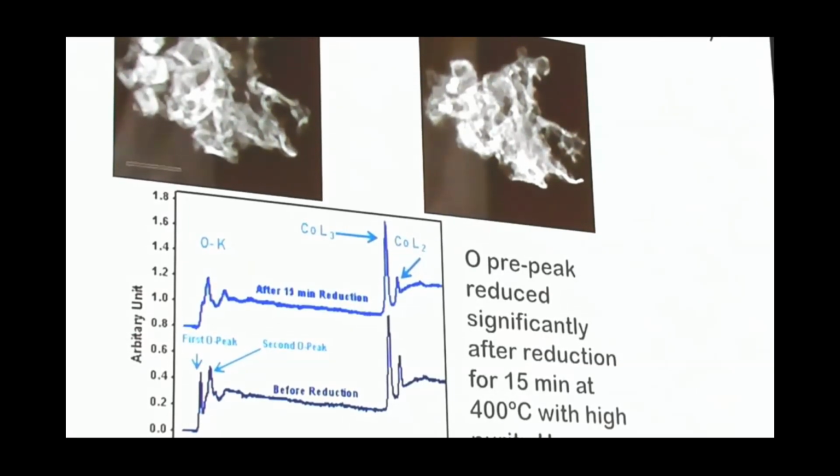So we can use electron energy loss spectroscopy in the microscope to detect that. And the way we do that, you can do it from the cobalt L3 to L2 ratio, but it's much more obvious in this pre-peak of the oxygen K edge. And we tested this at different times, reducing for different times. And so we are confident that we have reduced as much as possible to a cobalt metal.